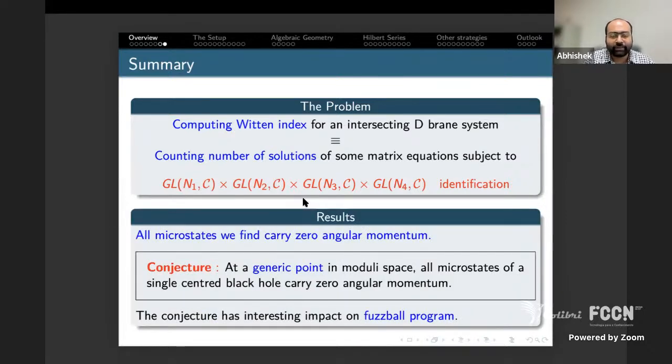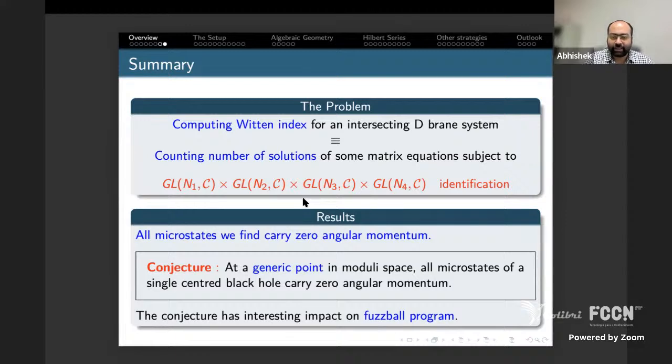Now I will just flash one result, or a conjecture that we propose: if you go to a generic point in moduli space, by this we mean that in the compactified T6, if you switch on background G_mu_nu and B_mu_nu fields, just to give it a moduli, then at a generic point in this moduli space, if you do the counting, you exactly get a collection of points for these microstates. And because this is a collection of points, they have to carry zero angular momentum. So all the microstates that we find are actually carrying zero angular momentum.